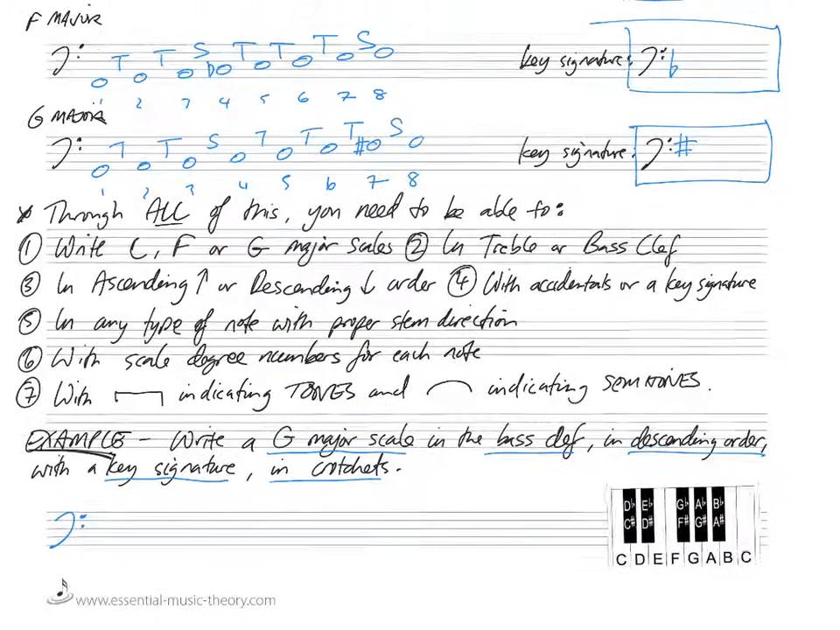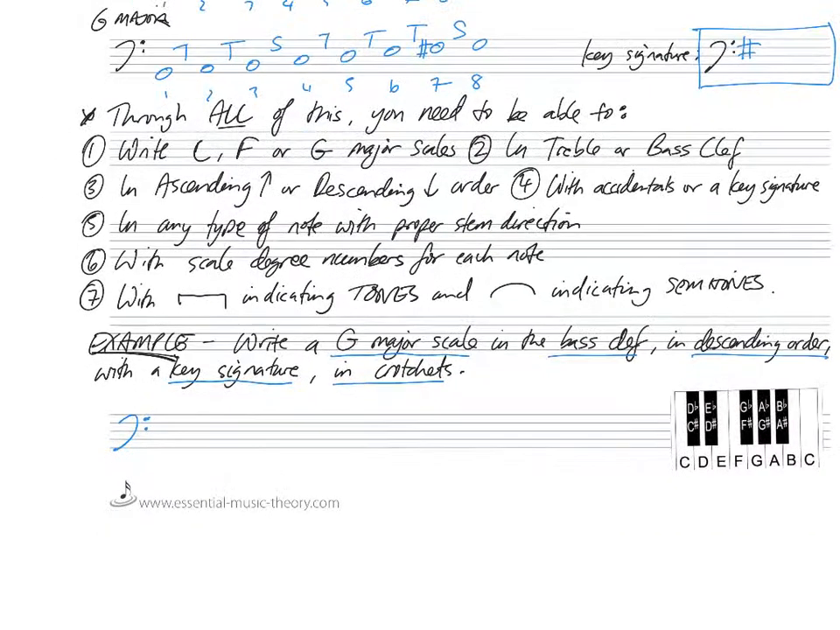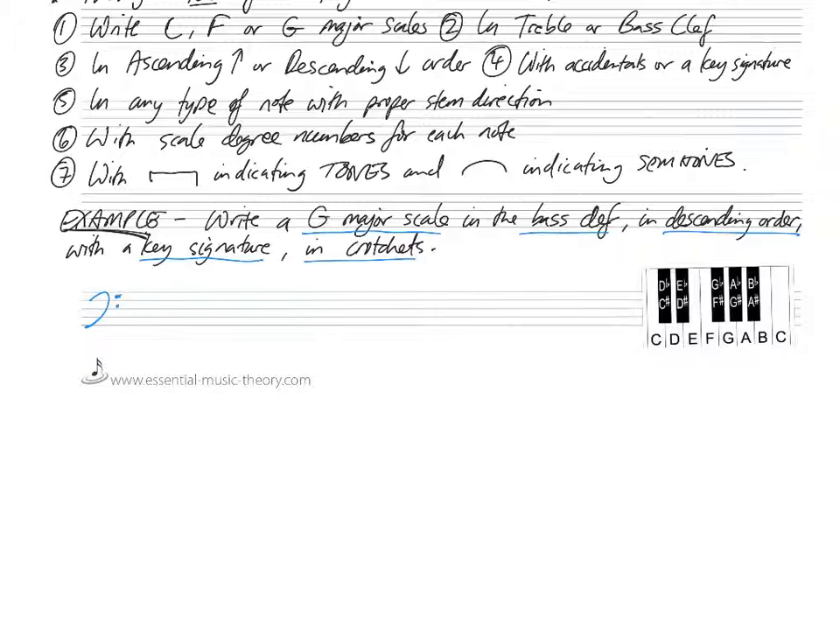So if I look up here, the key signature for G major has an F sharp written, or a sharp written on the F line. So I'm going to write a sharp on the F line. And now I'll start writing my G major scale. Now it's going to be descending order, so the notes are going to go down. So I need to start off high on the staff. So, all cows eat grass. G.